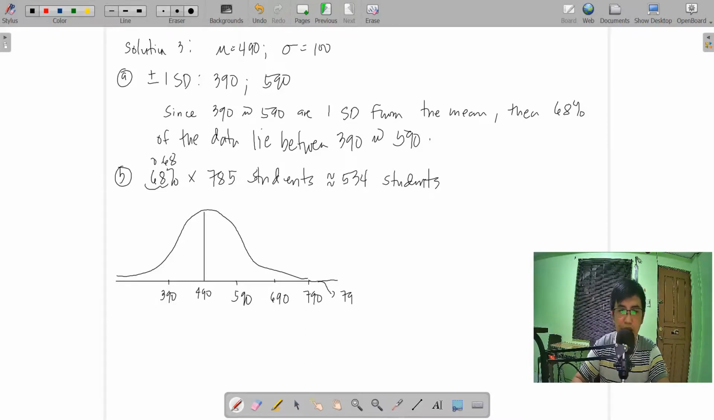Right? 795. That is the score of one student. Okay. But we can see that 790, for letter C, is 3 standard deviations to the right of the mean.